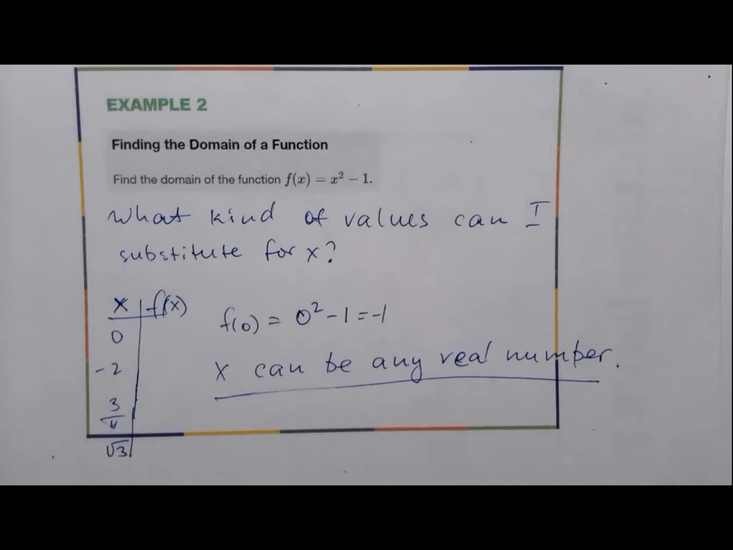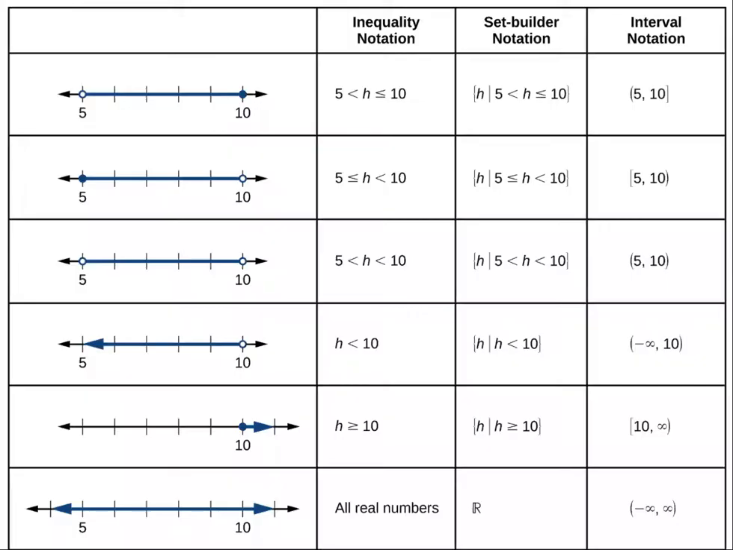And if that's your conclusion, that x can be any real number, then you use the notation that we looked at in the previous video. So this is the slide that I was showing earlier. And so if you have the domain where it's all real numbers, you can either use this R notation for set builder notation, or you could use interval notation and say that your domain is from -infinity to +infinity. So those are your options.